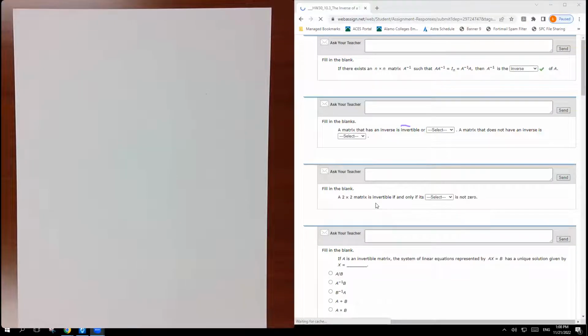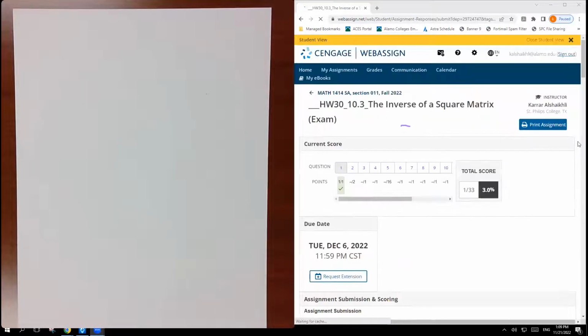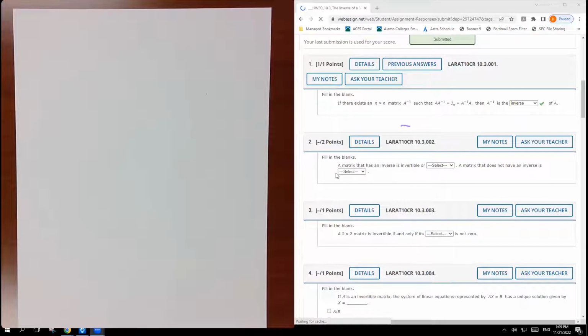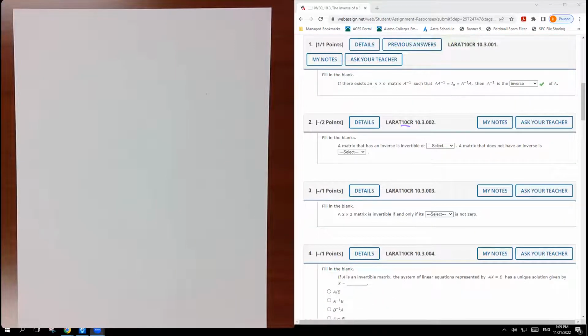Let's go to number 2. Number 2, they're saying a matrix has inverse. So this is also important. A matrix that has an inverse is invertible, or you can say non-singular matrix. A matrix that does not have an inverse is a singular matrix.